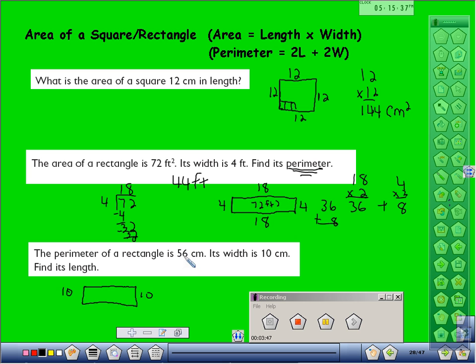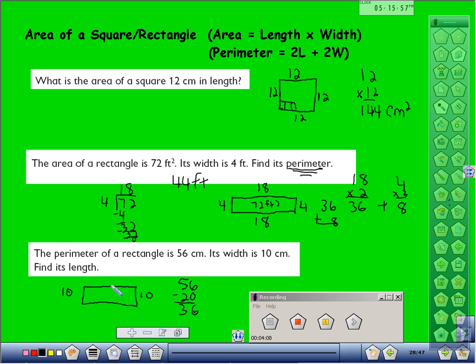So out of the whole 56, we've got 10 and 10. If you add these two up, or you go 10 times 2 is 20, we know that we've got 20. So we've got these two left. We don't know these yet. So if we take 56 and we subtract the 20 that we already have, that'll give us 36. That means these two sides are 36.